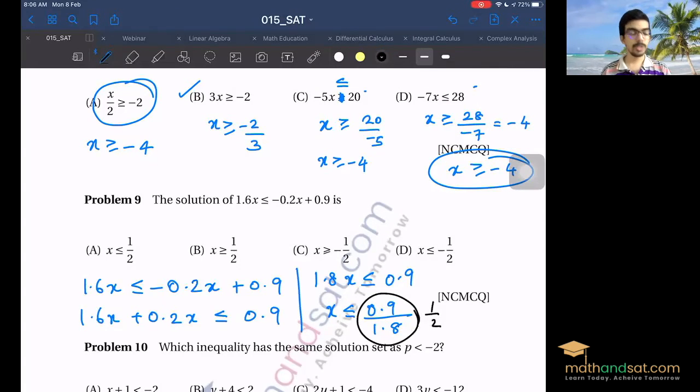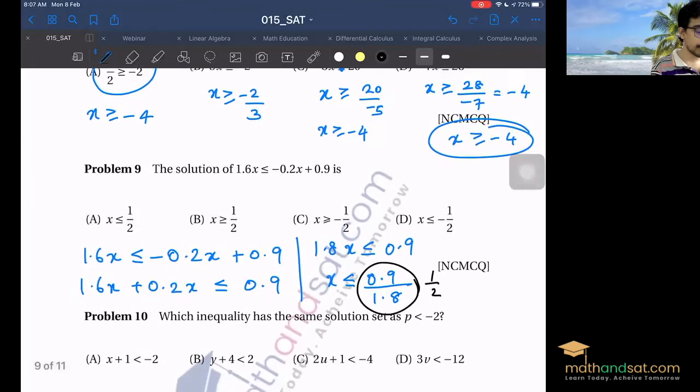So our solution is x less than or equal to 1 by 2. If you don't want to deal with decimals, what do you do? You just multiply with a 10 on both numerator and denominator so that the decimals will go away. So this becomes 9 over 18, which is the same as 1 by 2.